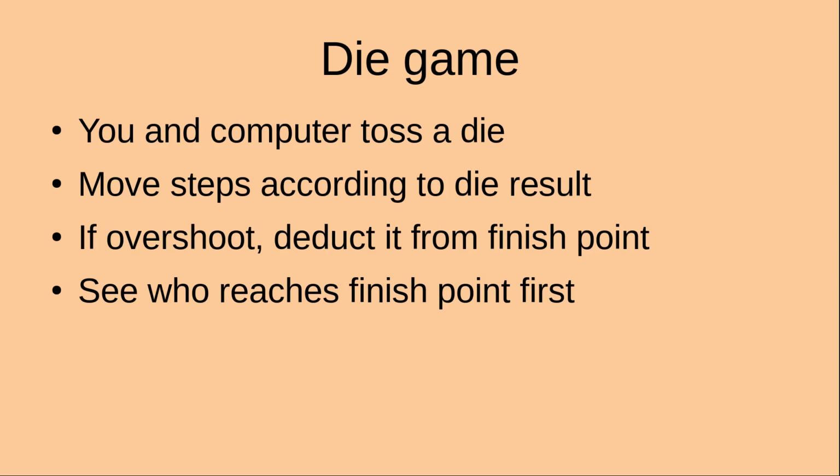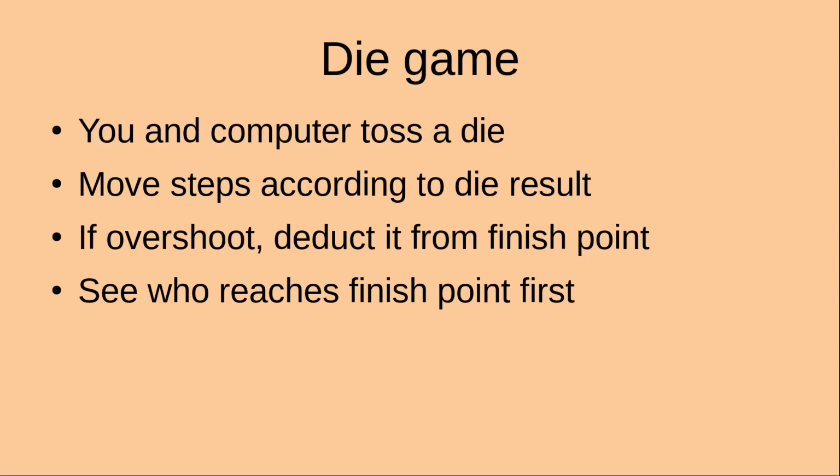In this tutorial, I'm going to design a die game. So you and the computer would toss a die, and you and the computer would move some steps according to the die result until any one of them reaches the finish point. If there's some overshoot, that means when somebody is moving beyond the finish point, we have to deduct the steps from the finish point. And the winner will be the one who reaches the finish point exactly first.